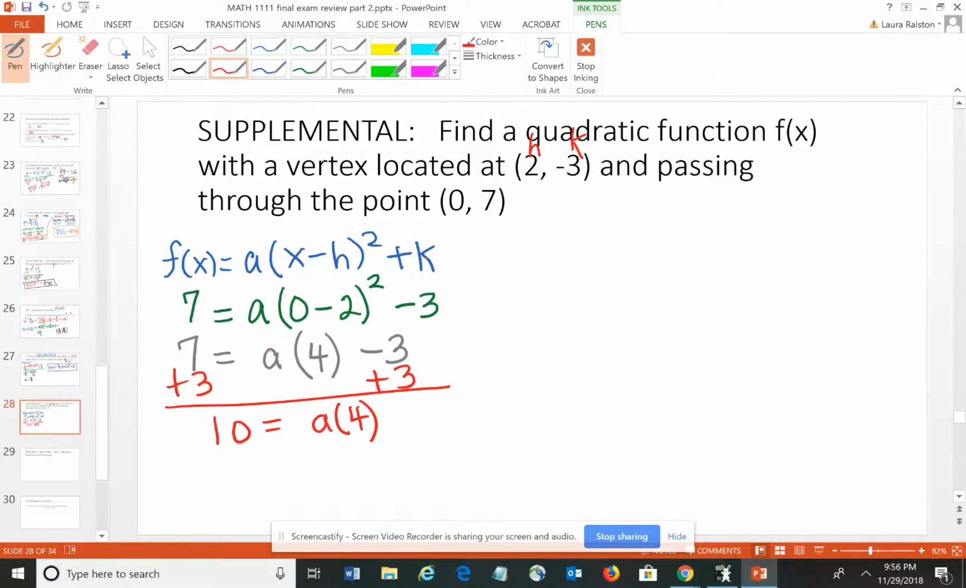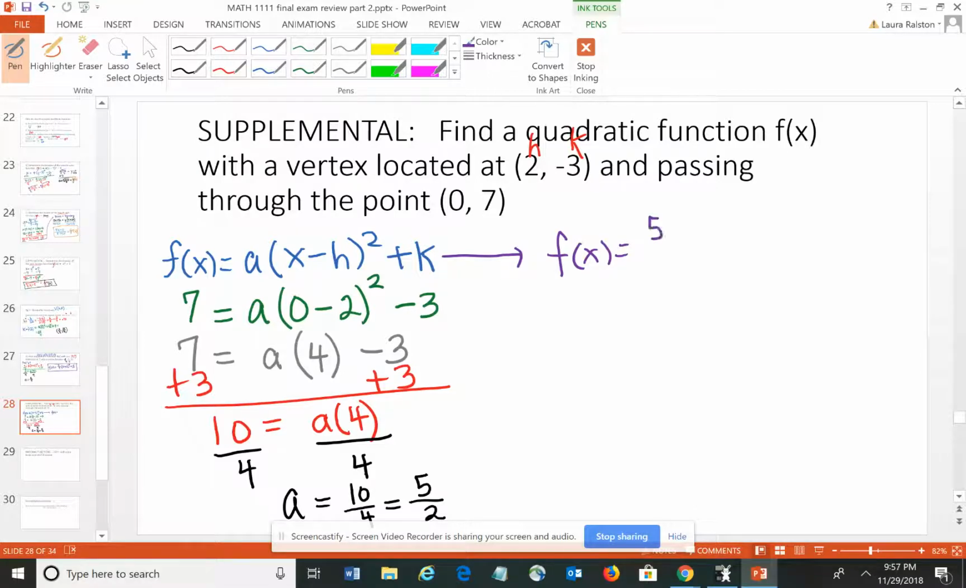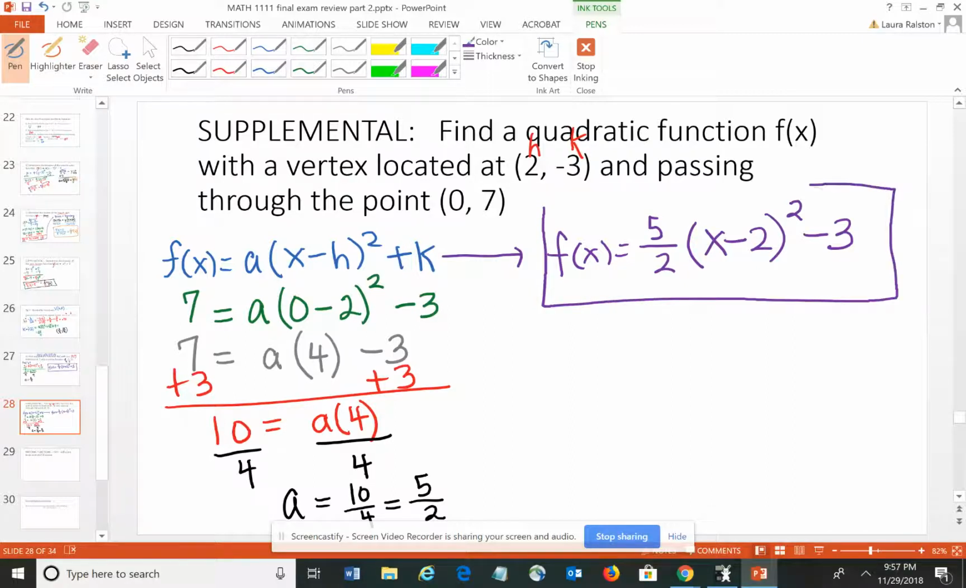I'm going to undo the multiplication by 4. So I'm going to divide both sides by 4. So I have a equals 10 fourths, which will simplify to 5 halves. So using the value for a and the vertex that I was given and substituting back into the original formula, I have f of x equals 5 halves times x minus 2 squared minus 3. And there's your equation of the quadratic.